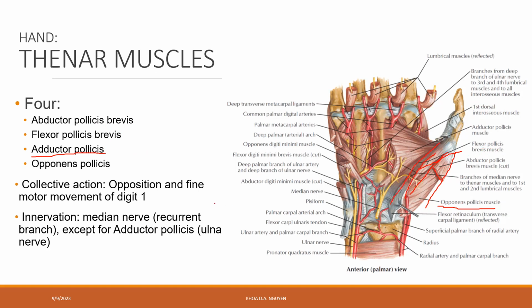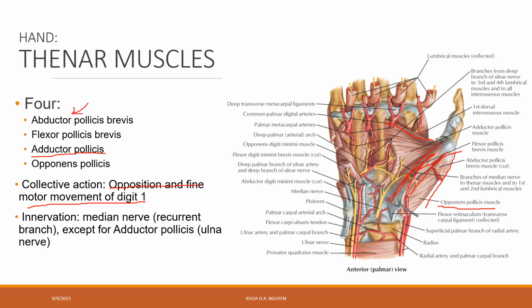And finally, you have the adductor pollicis muscle, which is this huge muscle right here that is actually located within its own compartment deep to the thenar eminence. So now, the collective action of these 4 muscles is the opposition and fine motor movement of digit 1. How do you know which muscle does which motion?